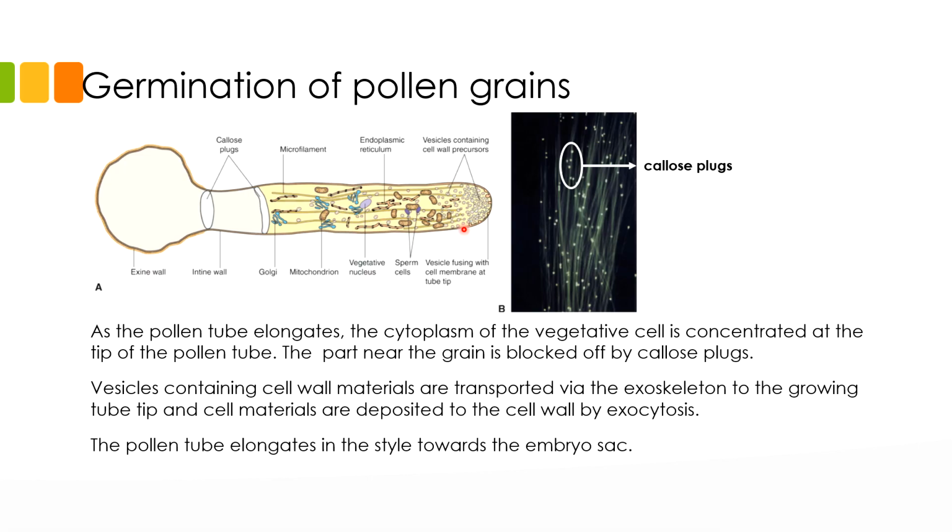Vesicles containing cell wall materials are transported via the cytoskeleton to the growing tube tip, and cell wall materials are deposited to the cell wall by exocytosis. In the right panel is a fluorescent micrograph showing the callose plugs in elongating pollen tubes.